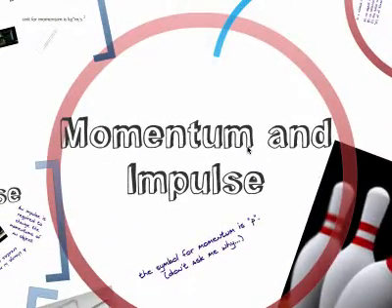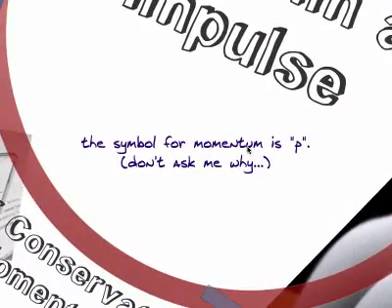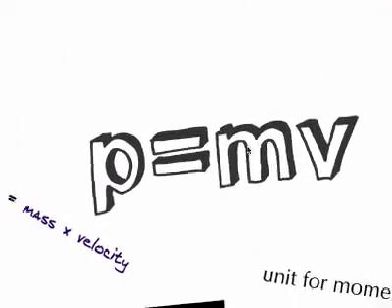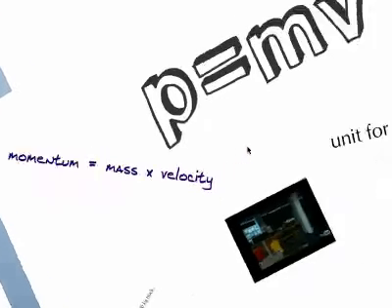What we're looking at today is a review of what we covered in class today, as well as going into a lot of depth looking at collisions. Momentum and impulse. Remember, the symbol for momentum is p. That means that the equation we use is p equals mv, meaning momentum is equal to mass times velocity. Remember, momentum is simply mass on the move, or inertia in motion.